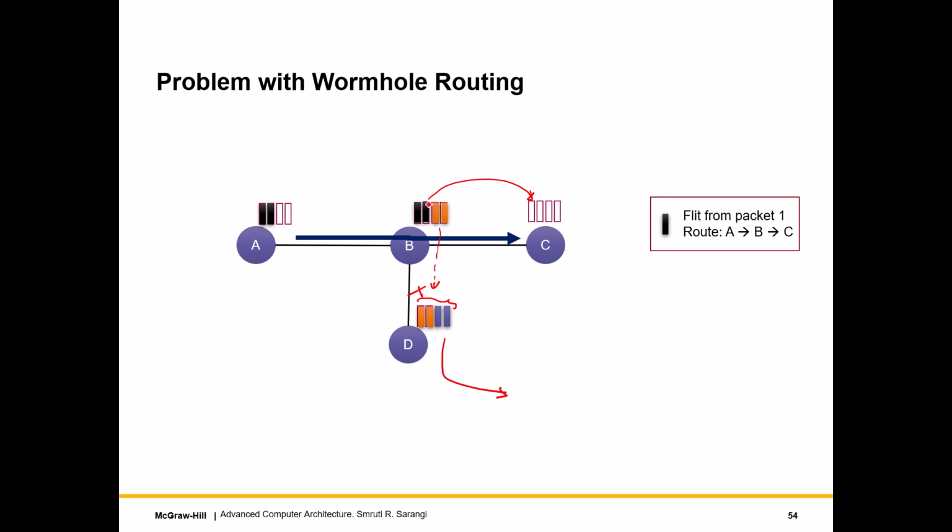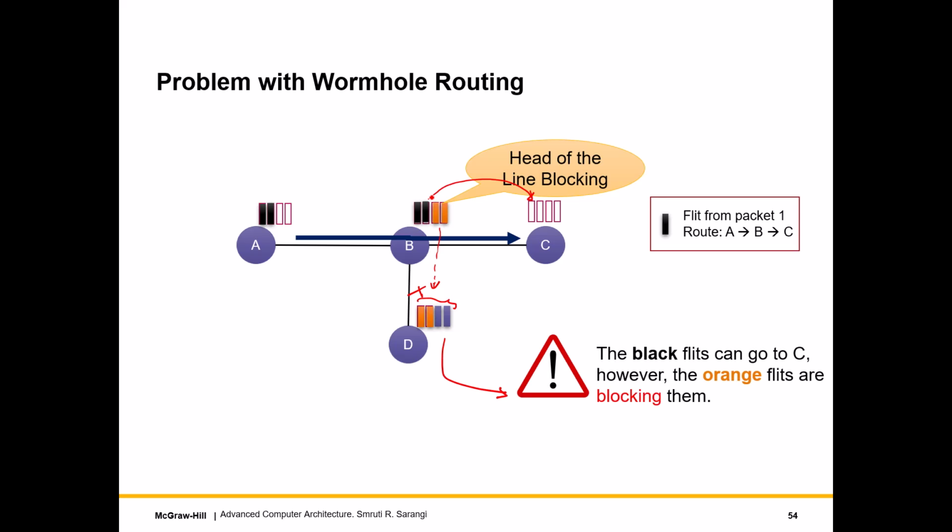But because we have a single queue of flits and the head of the queue is blocked, or the flits at the head of the queue are blocking the entire queue, the black flits are unfortunately stuck. So this is a classic case of head of the line blocking. The black flits could go to C, however the orange flits are blocking them.